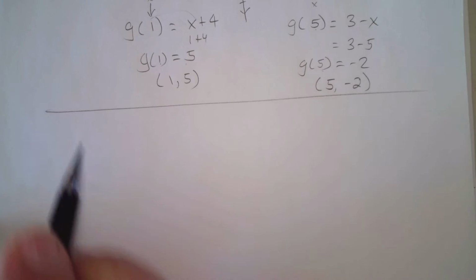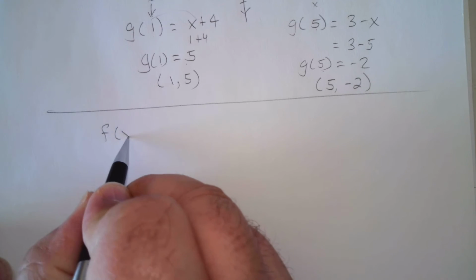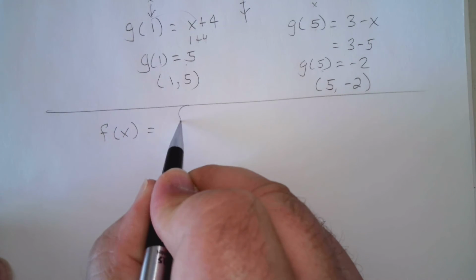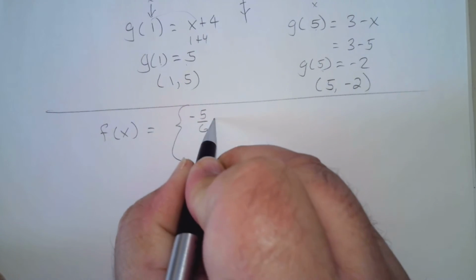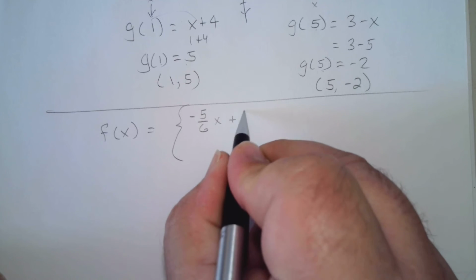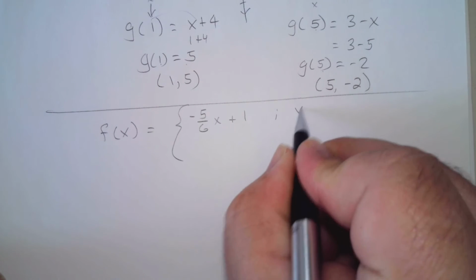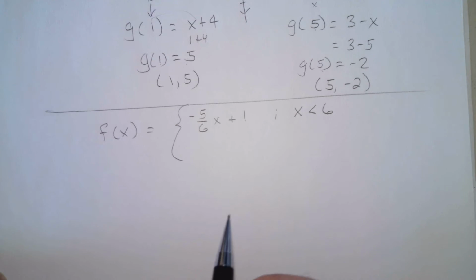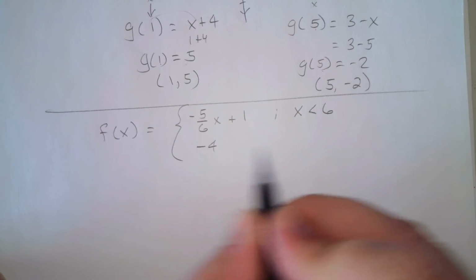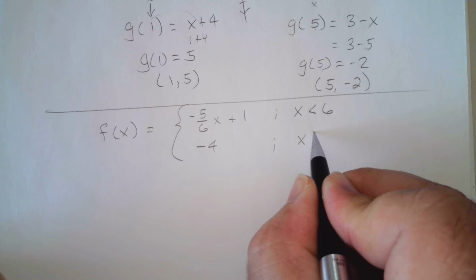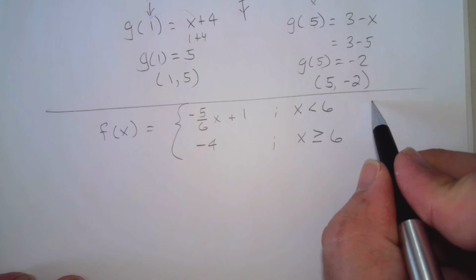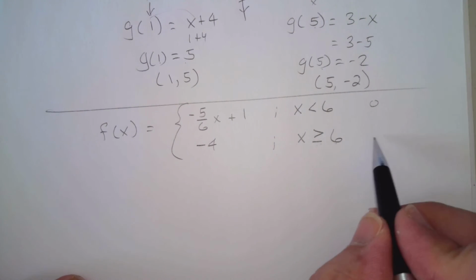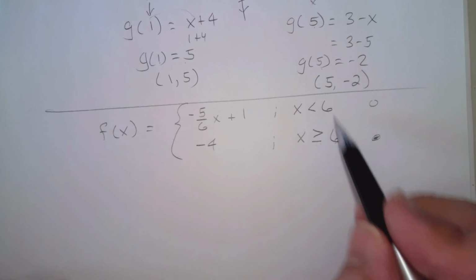Alright. F of x equals negative 5 over 6x plus 1 when x is less than 6, or it's negative 4 when x is greater than or equal to 6. So at the number 6 here, it'll be an open circle. At the 6 here, it's going to be a closed circle. But we have to use the endpoints.